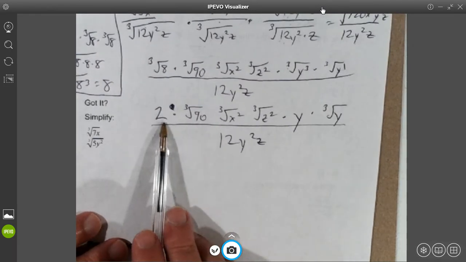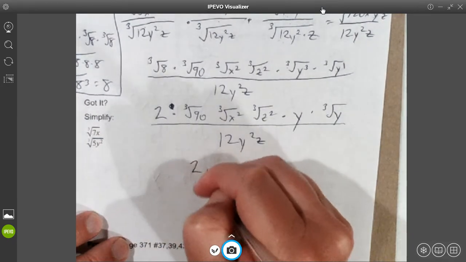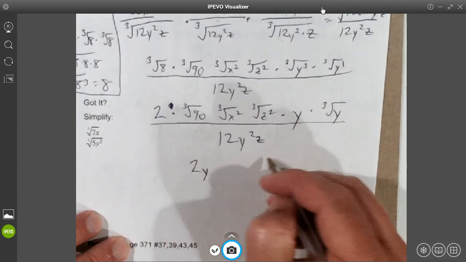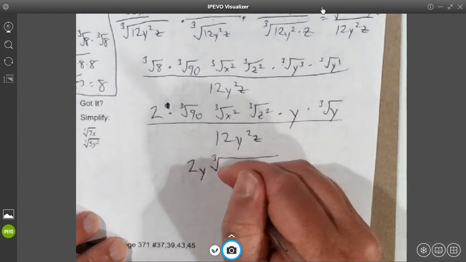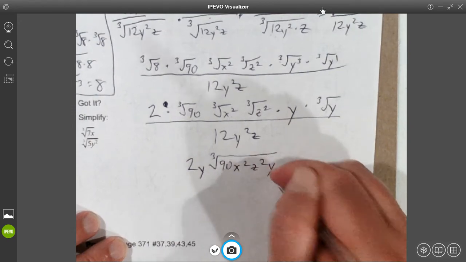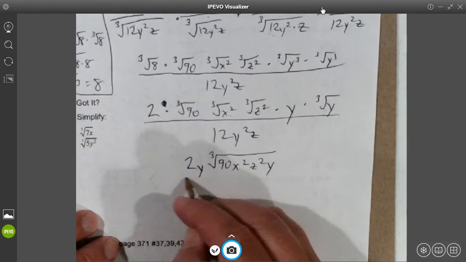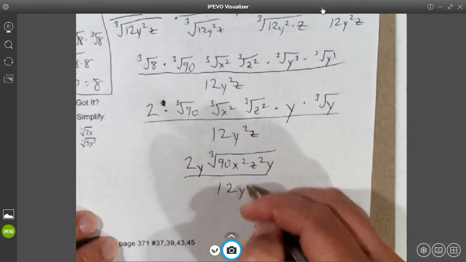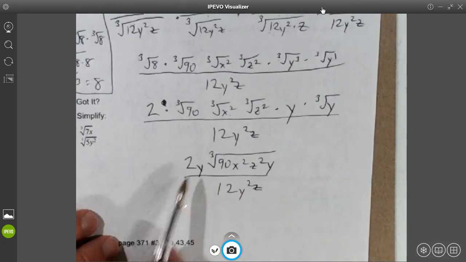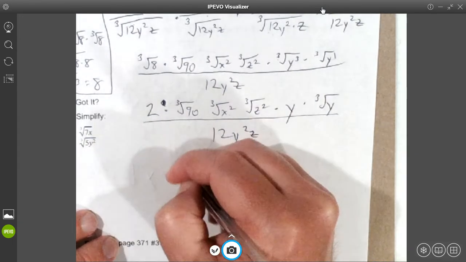So now I'm ready to multiply. The stuff outside the radicals, I get 2 times y. And all the stuff underneath the radicals, because they're all cube roots, I can write under one cube root: the cube root of 90, x squared, z squared, y. Or I might write x squared, y, z squared. Usually put those in alphabetical order, over 12 y squared z. We're almost there. The last step, that 2 and that 12, if you think of the fraction 2/12, that's the same thing as 1/6.